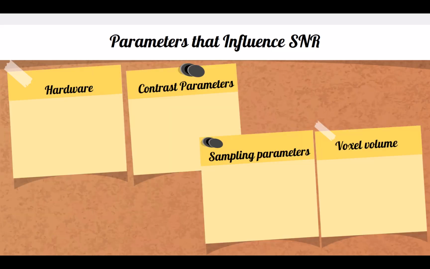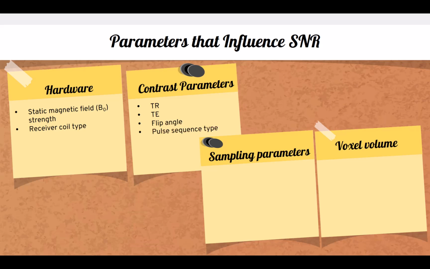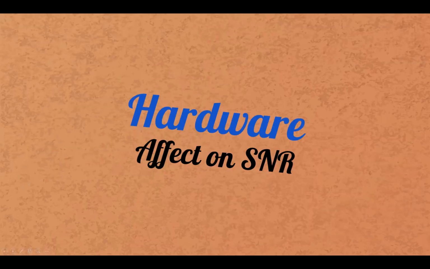Parameters that influence SNR can be divided into 4 categories. Hardware parameters include static magnetic field strength, B sub 0, receiver coil type. Contrast parameters include TR, repetition time, TE, echo time, flip angle, and pulse sequence type. Sampling parameters include NSA, NEX, or number of acquisitions, which all mean the same thing, receiver bandwidth. Voxel volume parameters include field of view, matrix, and slice thickness. Now let's go into more detail how each parameter affects SNR, starting with hardware parameters.